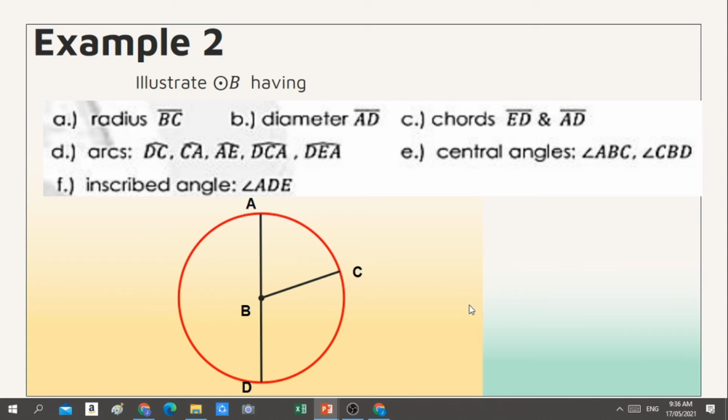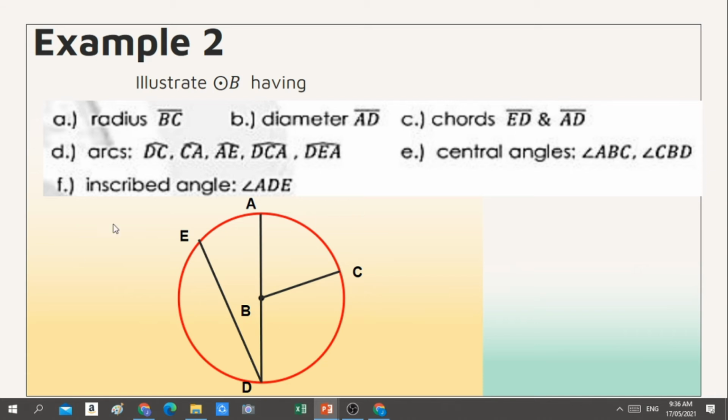Next is we have there chords ED and AD. So meron na akong chord dito na AD, which is the diameter because diameter is also a chord. So let's have the ED naman. Okay, so I have their line segment ED, a chord, which two endpoints are on the circle itself. And then, mamaya marirealize nyo, bakit kaya ganun yung chord ED natin? Okay, so let's have there the arcs.